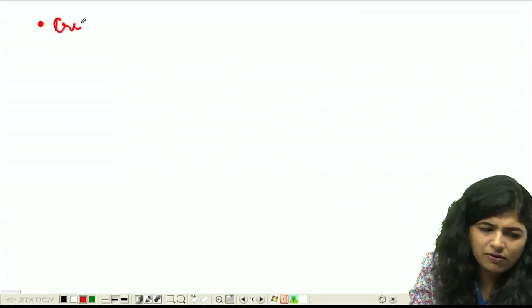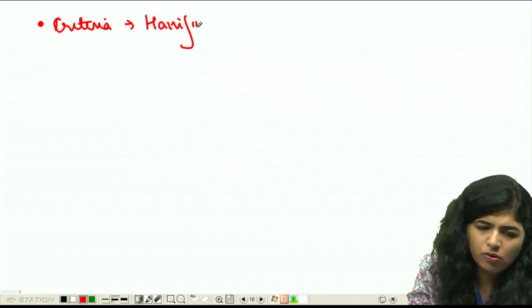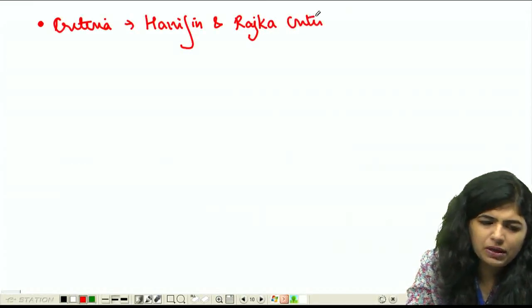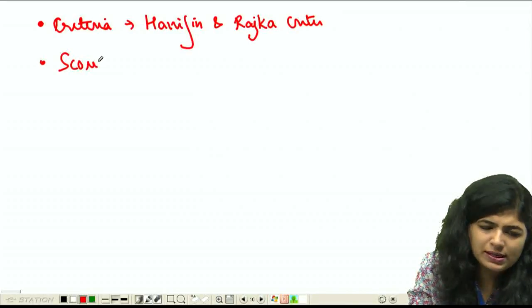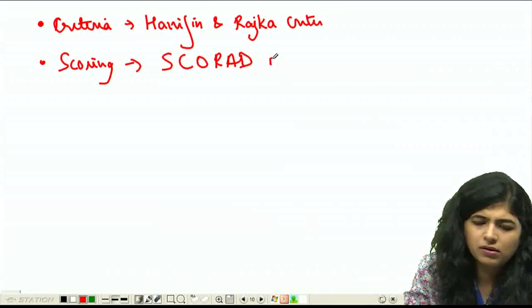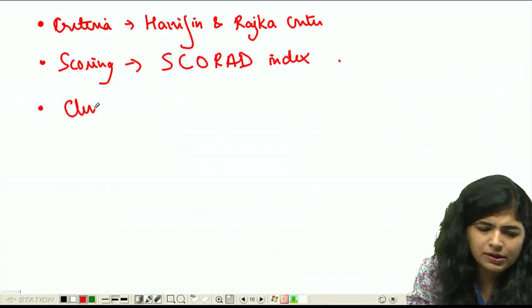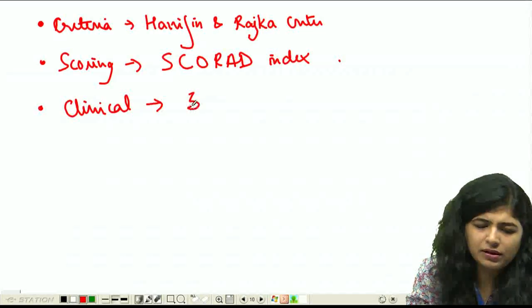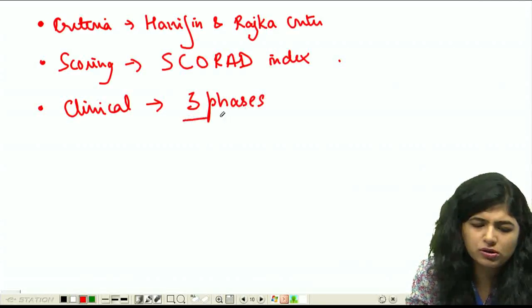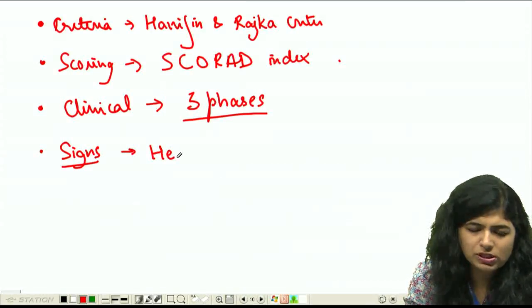Apart from that, what else do you need to know? You need to know the criteria for diagnosis. Criteria for diagnosis, as I already told you, are the Hanifin and Rajka criteria. Then you need to know the scoring scale. Scoring is done by an index which is called as SCORAD index. Then you need to know the clinical. I have already told you that there are three phases. You know how the distribution in those three phases are. Then you need to know the signs that come with it. Three important signs that are asked in your questions.